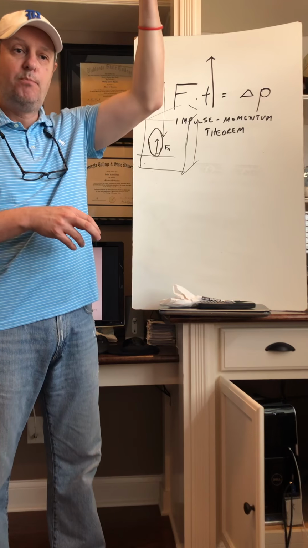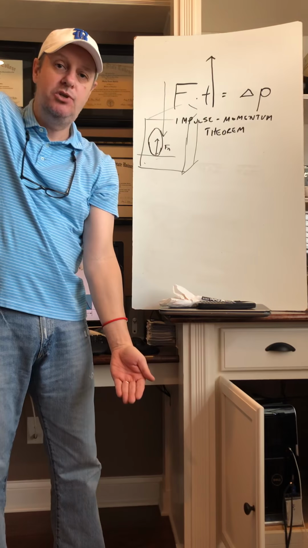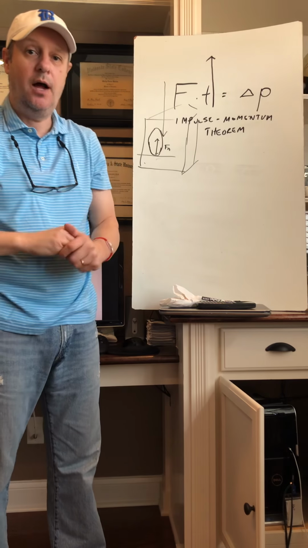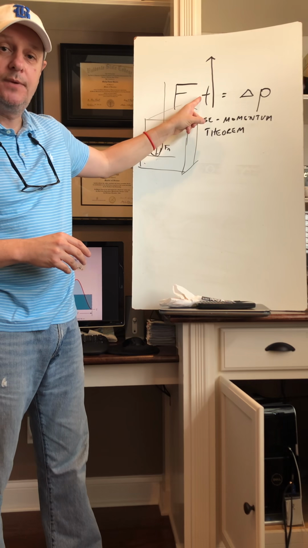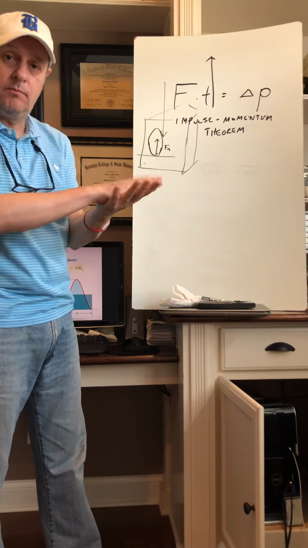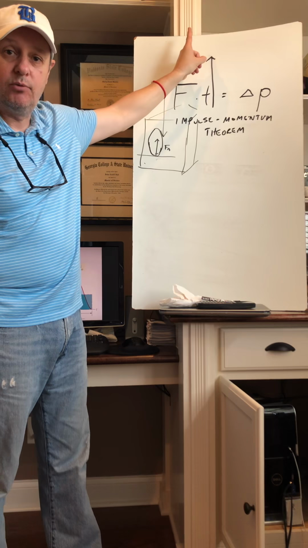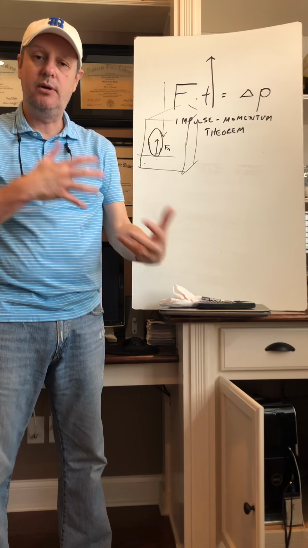It goes and stops them. They come to a complete stop over a longer period of time. They can either come to a stop really quickly, time goes down really quickly with a large force, splat, or they can increase the time over which they come to a stop, which decreases the force. That's the impulse momentum theorem.